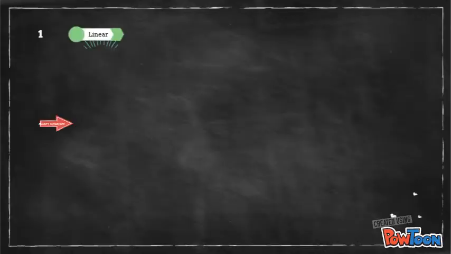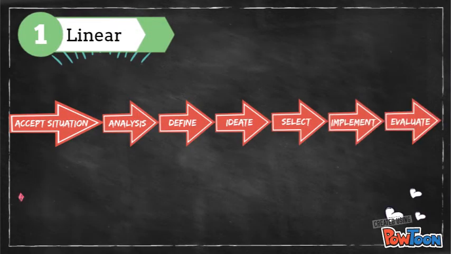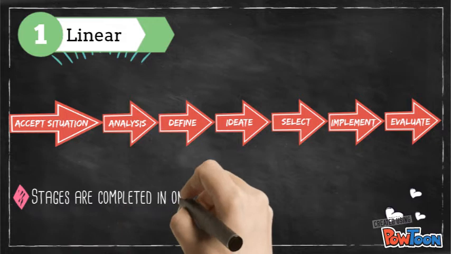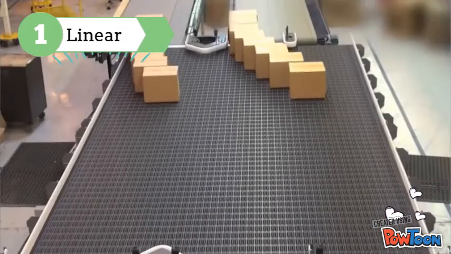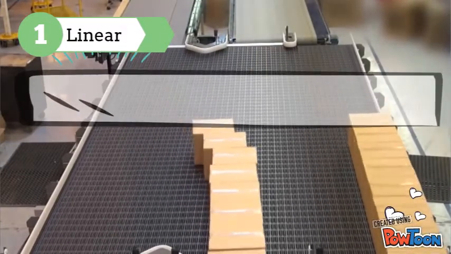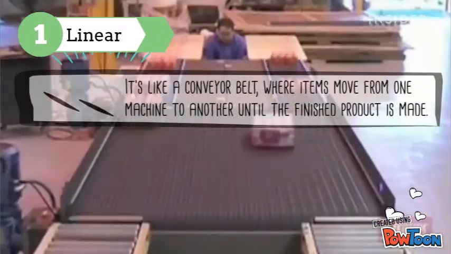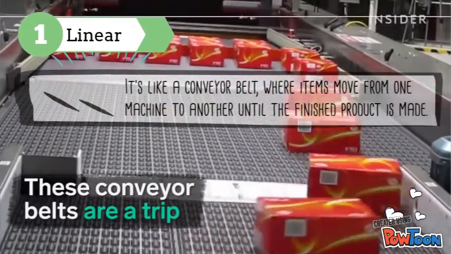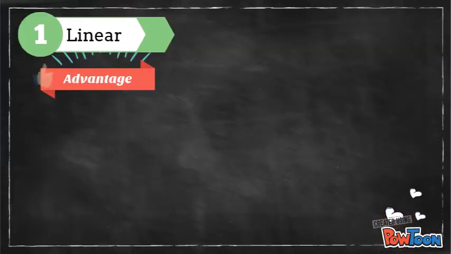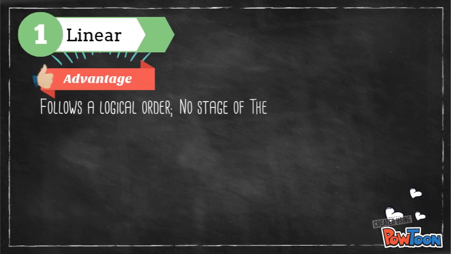So the linear method. This entails completing stages in one direction straight from start to end without deviation. So for this method, I want you to think about factories that use a conveyor belt where the item moves from one machine to another until the finished product is made. That's basically what this is. An advantage of this method is that it follows a logical order and no stage in the creative process is missed.